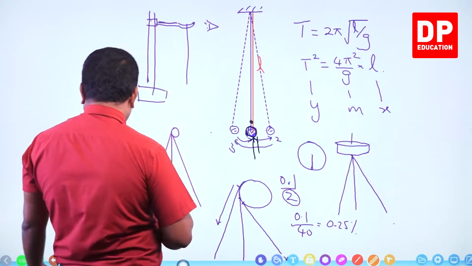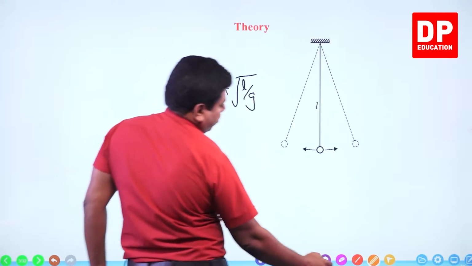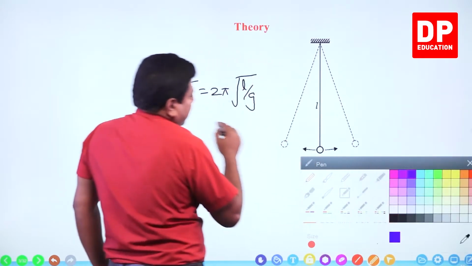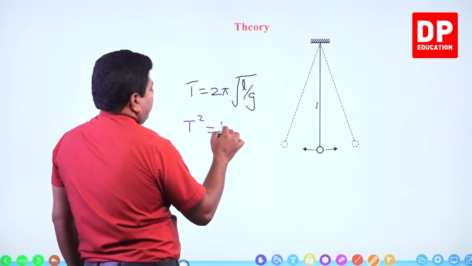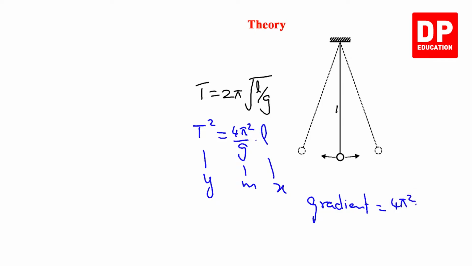That is why we have this locating pin, right. Theory I have already explained: T equals 2 pi square root of L over g, so T squared equals 4 pi squared over g into L, y equals mx. So, from the graph you are going to get gradient equals 4 pi squared over g. So, g will be 4 pi squared over gradient. Clear?